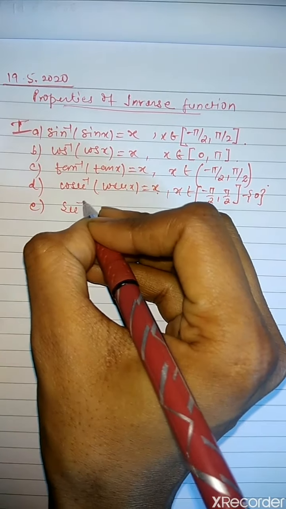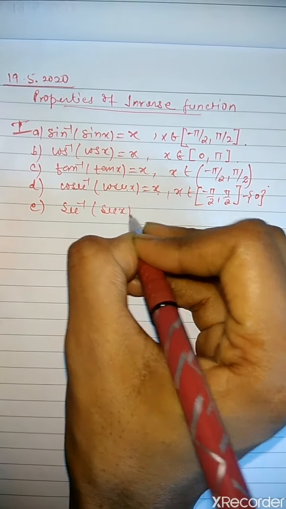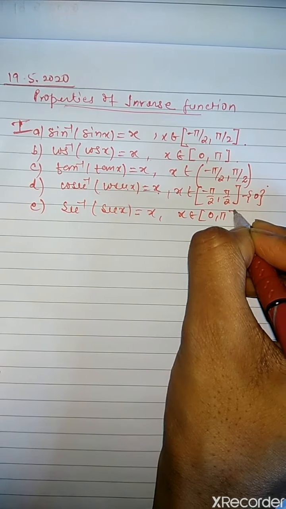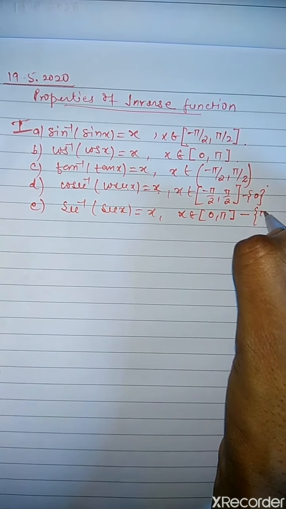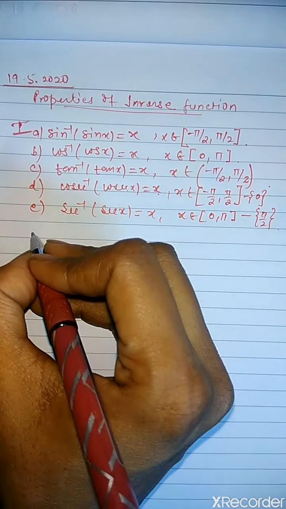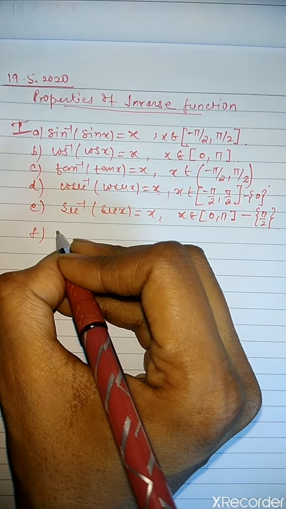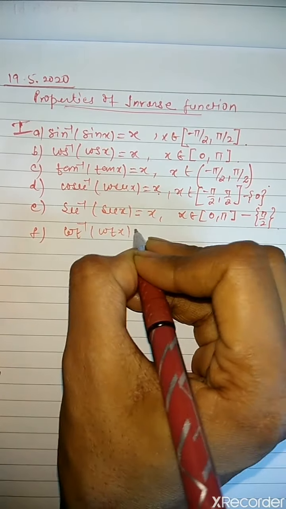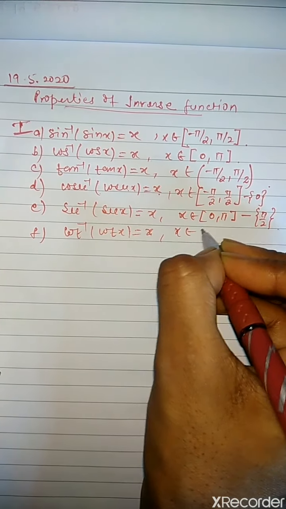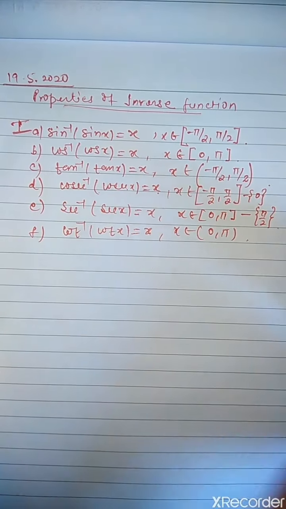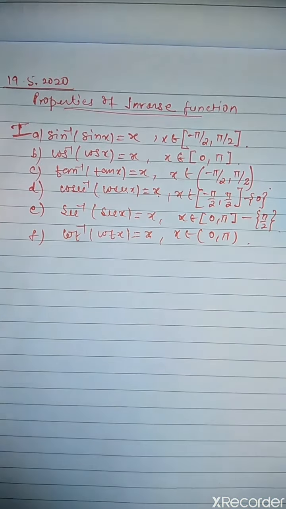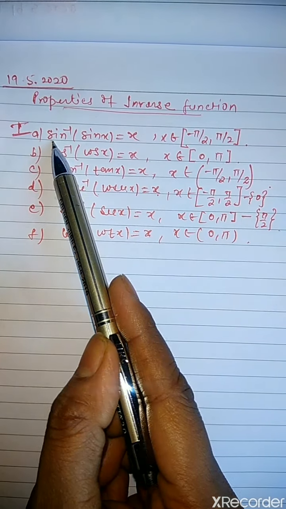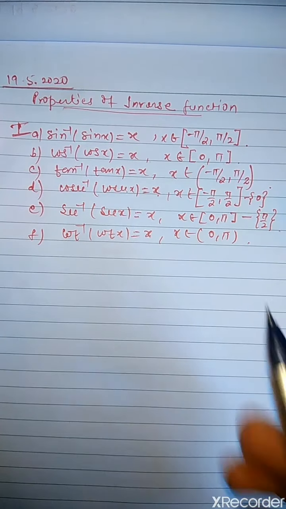Next is sec inverse of sec x equals x for x belonging to 0 to pi, excluding pi by 2. Fine. And the last one is cot inverse of cot x equals x for all x belonging to the open interval 0 to pi. Fine. So let us first prove the first one, that sine inverse of sine x equals x.